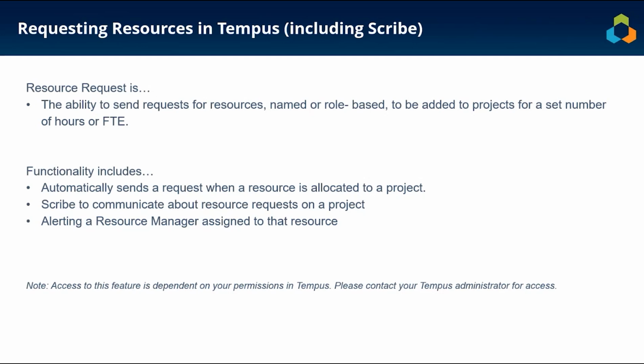Resource requests are the ability to send requests for resources, whether they be named or role-based, to be added to projects for a set number of hours or FTE. The functionality includes the ability to automatically send a request when a resource is allocated to a project, using Scribe to communicate about resource requests on a project, or alerting a resource manager assigned to that resource.